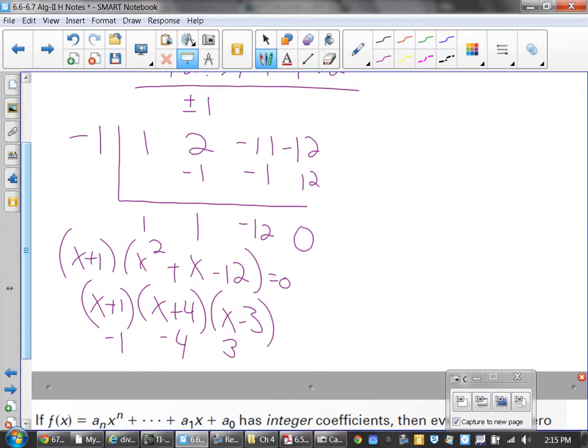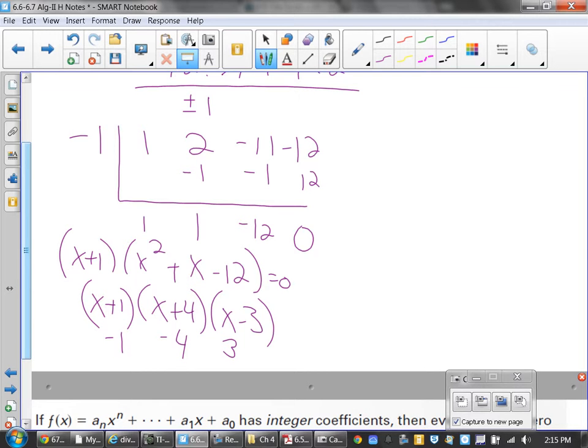It happens. What if there's no constant, and what if it's just this? Then you have a GCF. And then you can take out the GCF and you have a zero at 0, and then you can take what was left over and go from there.